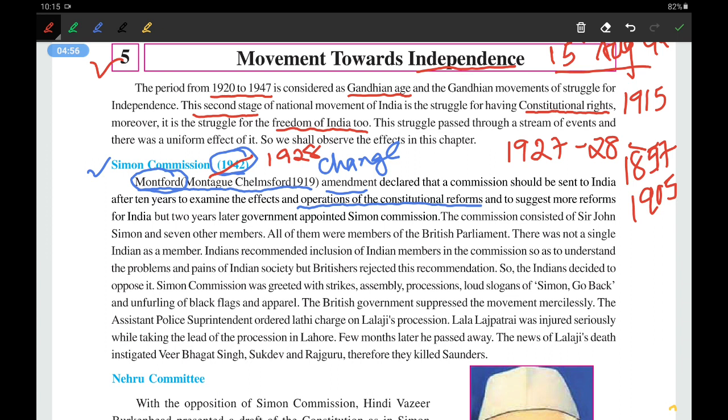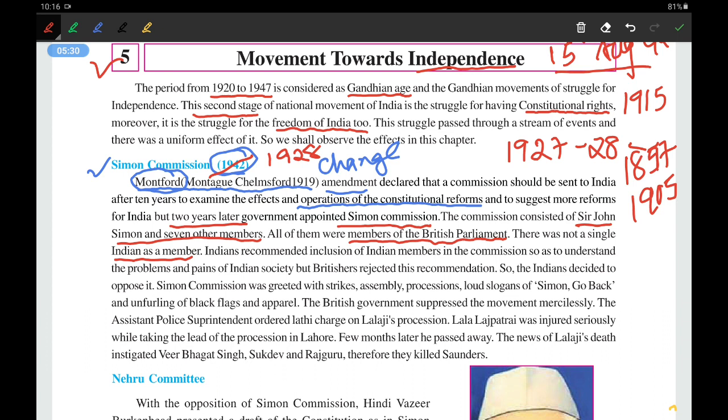Now see what happened. The commission suggests more reforms for India. But 2 years later, the government appointed the Simon Commission. The commission consisted of Sir John Simon and 7 other members. It was headed by Sir John Simon. All the members were members of the British Parliament, so all of them were British. There was not a single Indian member in it.